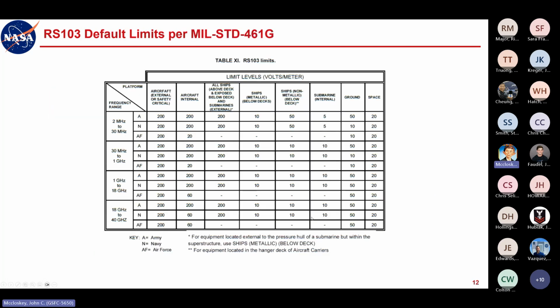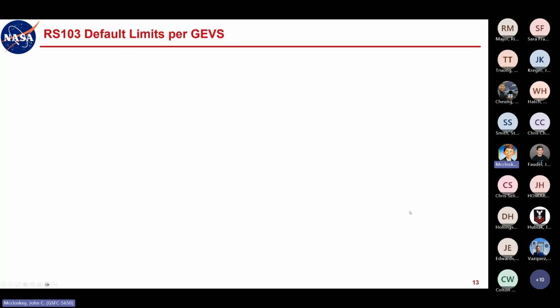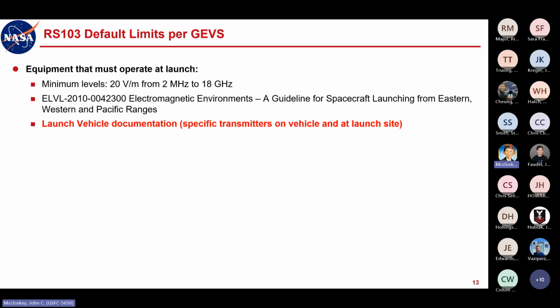So moving right along, here is the default limit table from Mil Standard 461G for RS103. Many different applications here, aircraft, ships, and so forth. Space is the last column, and not a whole lot of variety here. They just specify 20 volts per meter across the whole frequency range by default. Now, that's what Mil Standard says. Okay, so let's look at what we put in GEVs. For equipment that must operate at launch, we go ahead with that minimum level of 20 volts per meter from 2 megahertz to 18 gigahertz.